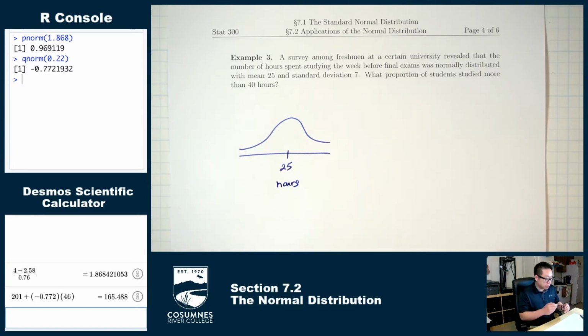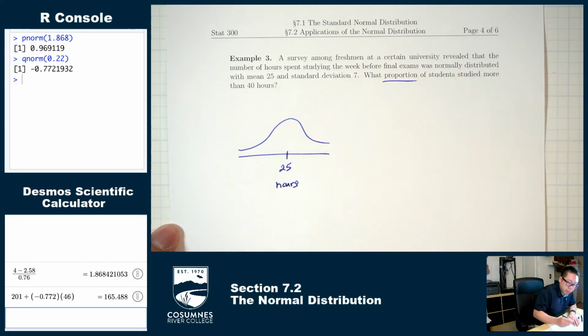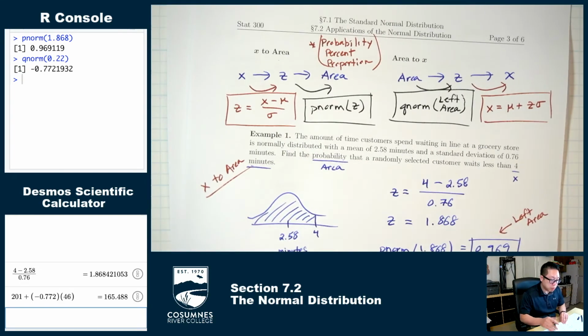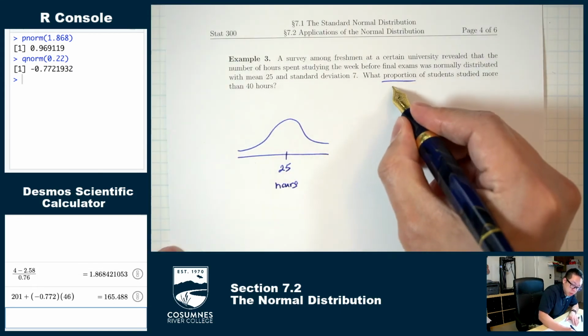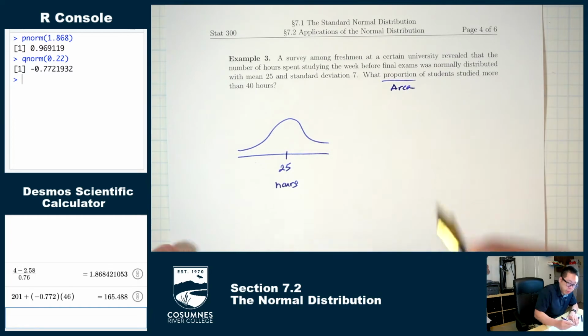And then the next big decision you need to make is: is this an x to area or an area to x? Okay, notice that it says what proportion. So I want proportion as the final answer, and proportion we said was an area. So I want area as a final answer. This would have to be an x to area problem.